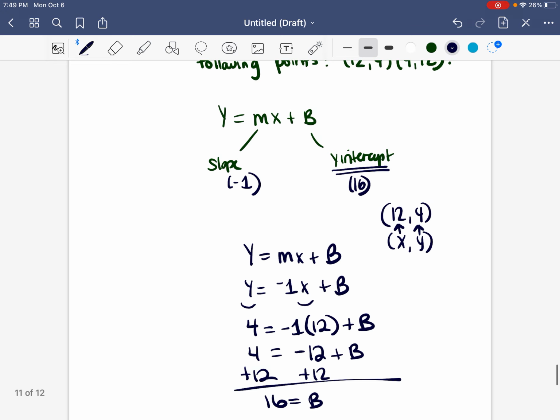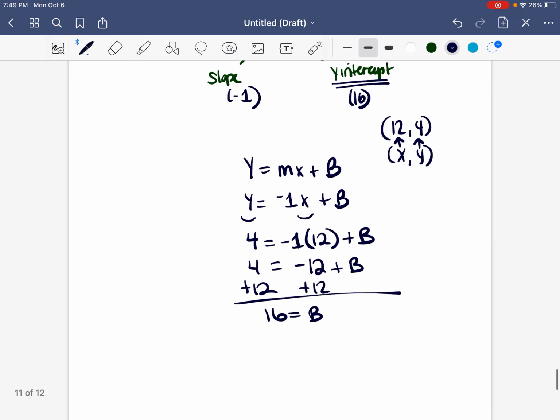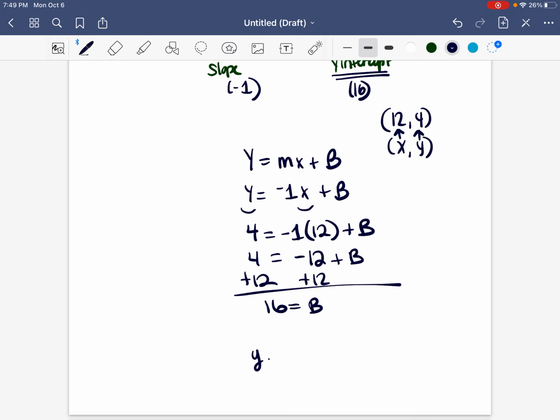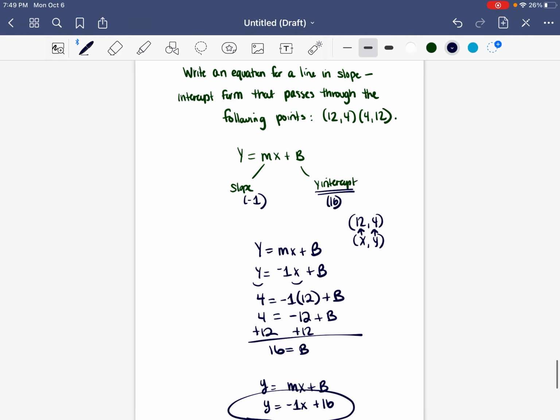Now that we have the slope and we have the y-intercept, we can write the final equation. Y is equal to mx plus b. We're going to insert negative 1 for m, and then we're going to add plus 16 for the b. And we now have our equation for a line in slope-intercept form. As a summary, what did we do?